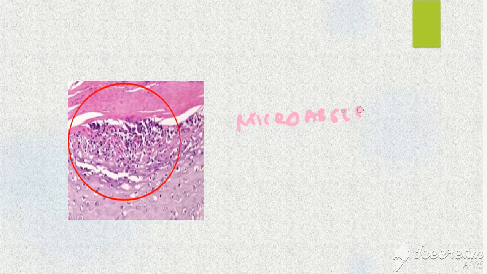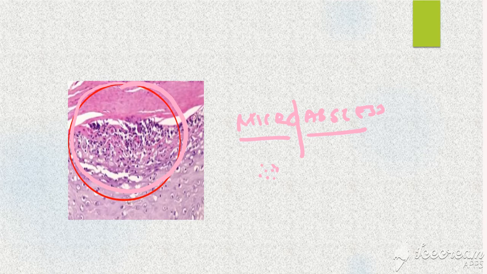So what do you mean by a microabscess? So it's a small collection of neutrophils. So it need not be always neutrophils. It could be lymphocytes or dead cells. So it's a small collection of neutrophils, lymphocytes or any dead cells. That's what we call it as a microabscess. So this is from the skin and there is a circle around the microabscess.